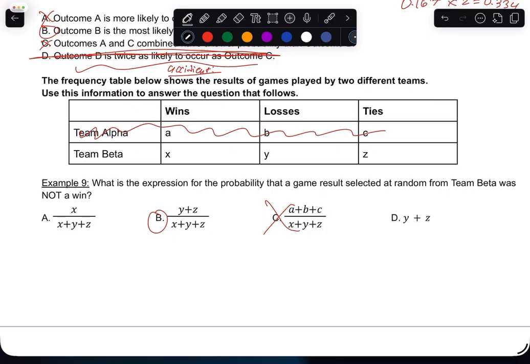Still the same thing as last time, right? We had the total amount of different games, which in this case are the wins, losses, and ties, and the favorable outcome, or the outcome that we want to happen, are your losses and ties. Well, the total outcomes are all the games added up together. I know there's not numbers here, but if there were numbers, you would just add up all those numbers together. Same thing for the losses and ties. You would add up all those numbers together. So in this case, Y plus Z would be the correct answer, as in B would be the correct answer.